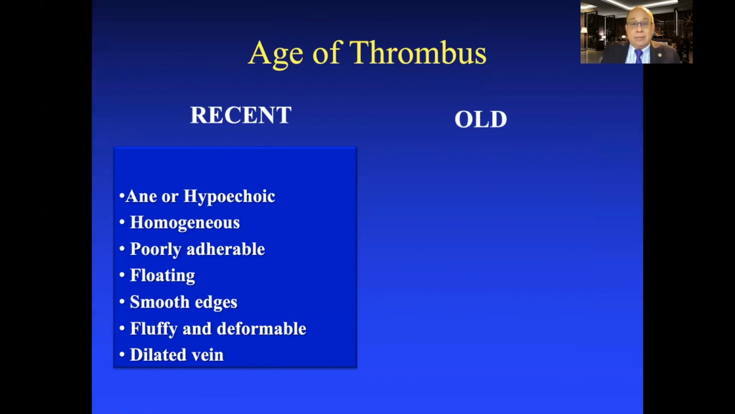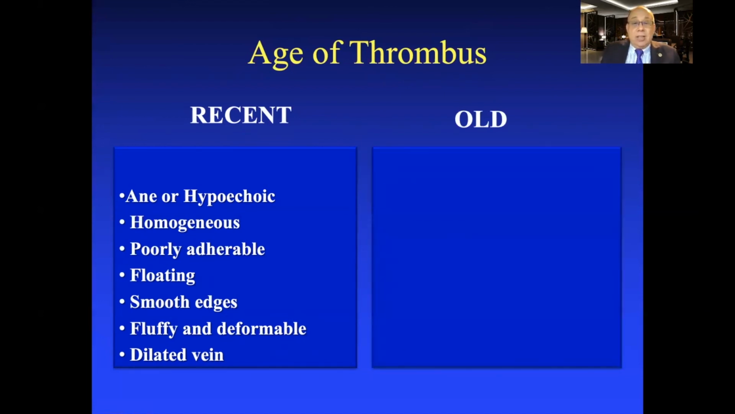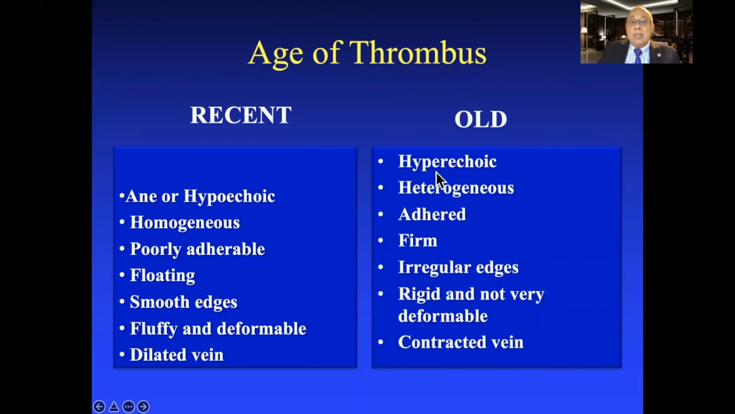An old thrombus is not anechoic or hypoechoic. Now the thrombus is hyperechoic. It's heterogeneous. It is adhered. It's firm. The edges are irregular. The thrombus is rigid and not very deformable. And the vein that when recent was dilated, now the vein is contracted. And the vein is not painful, another characteristic. So we can estimate the age of the thrombus in a differentiation of recent and old thrombus.